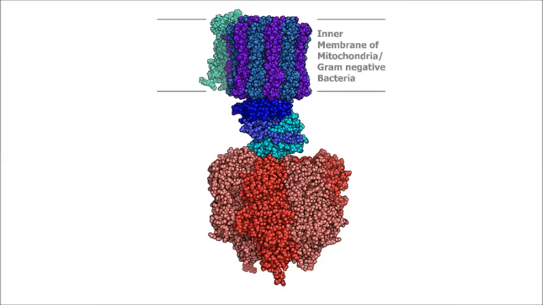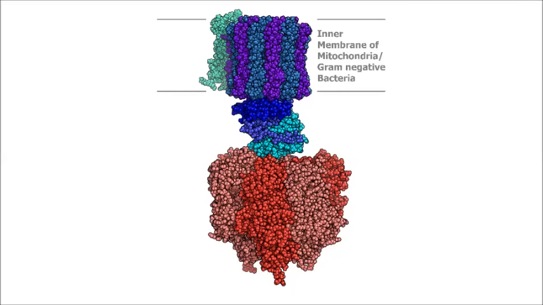This is a diagrammatic representation of the molecular structure of the ATP synthase enzyme. Notice that the dark and light blue parts, the F0 structure, are embedded in the inner membrane, while the red part, the F1 structure, is inside the cell, or inside the mitochondrion.